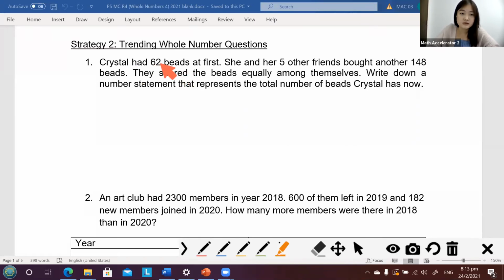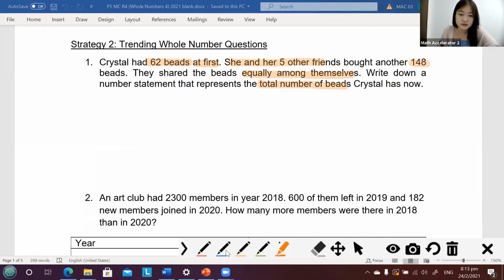So Crystal had 62 beads at first. She and her 5 other friends bought another 148 beads. They shared the beads equally among themselves. Write down a number statement that represents the total number of beads Crystal has now.